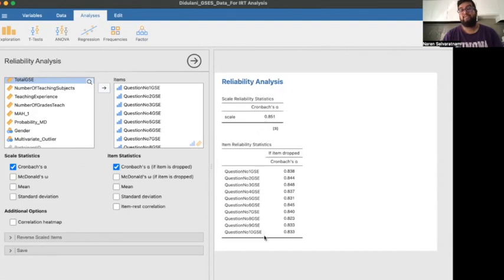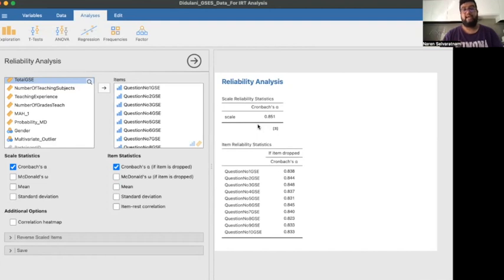Now, I am going to see if one of the items is taken out of the 10 item scale, whether the overall alpha is going to go up beyond 0.851. If by any chance, when you remove an item, the reliability goes up beyond 0.851, what it means is that item probably has some issue. And this will be reflected in a correlation matrix as well.